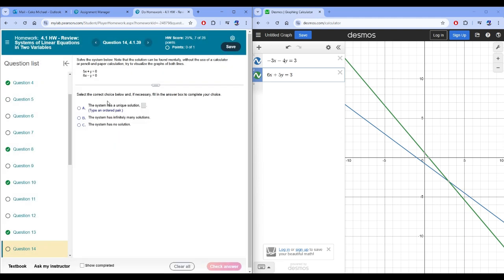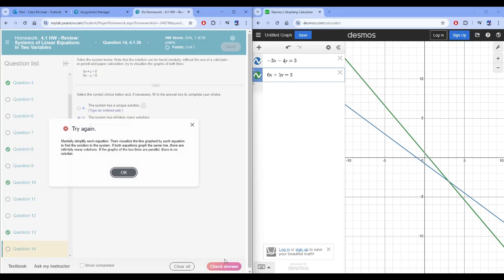Next. Same exact thing here. 5x equals 0, 6x equals 0. These are both vertical lines. There's no solution. This is 5x equals 0, 6x equals 0, x equals 0. They're the same exact line.